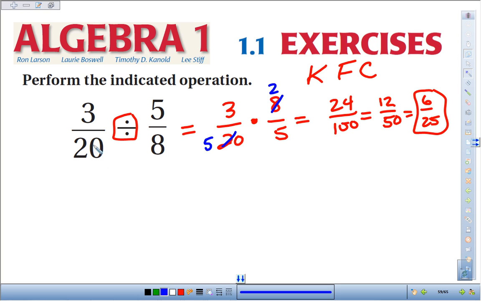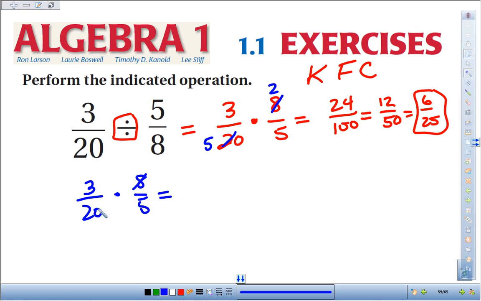Another new method that I learned, I kind of like it. The saying goes, dividing by fractions is as easy as pi. Flip the second and multiply. Okay, it's the same idea. Dividing by a fraction is easy as pi. Flip the second and multiply. So we end up with the same idea.